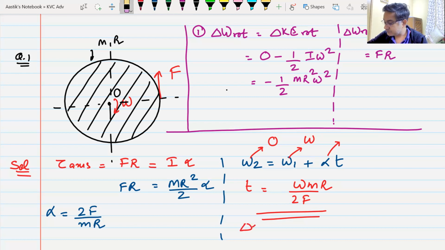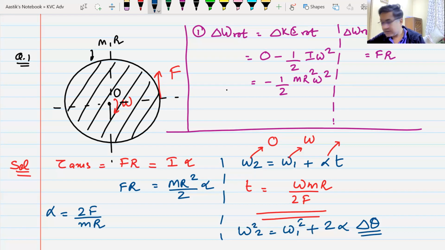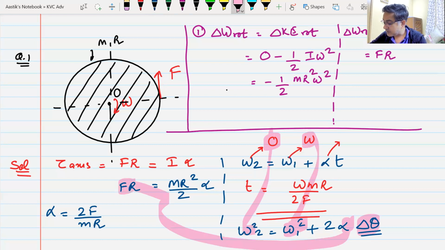Delta theta: omega 2 square is equal to omega 1 square plus 2 times alpha into delta theta. I can find out how much it has turned. Alpha is negative. You'll get the answer as negative because the work done by this force is negative. To find out the value of delta theta from here, omega 2 is 0, omega 1 is omega, alpha is F into R divided by m. You can write this value or you can write this value.